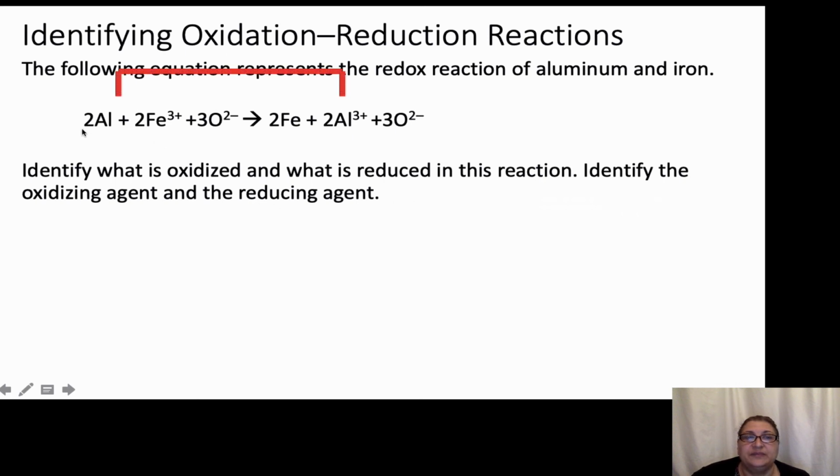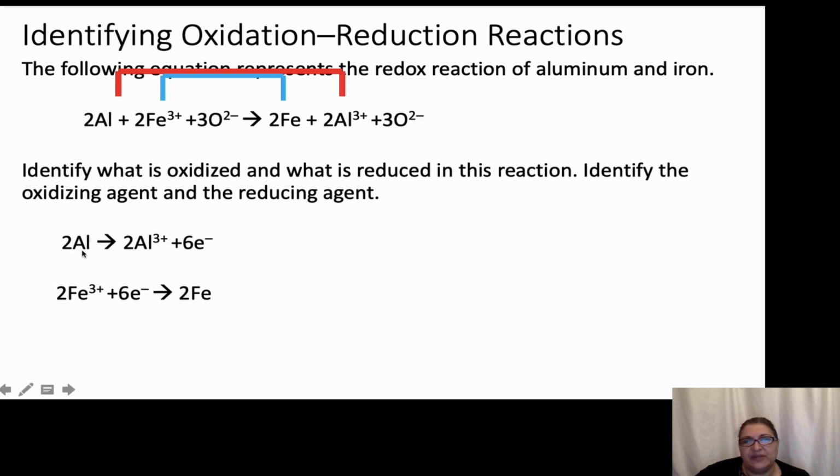Aluminum goes from 0 to +3. Iron goes from +3 to 0. So aluminum and iron. You just separate the half reaction and ignore the rest. So we're going to ignore the oxygen, because it doesn't take part in this. It's going to go from -2 and -2. So we ignore those.